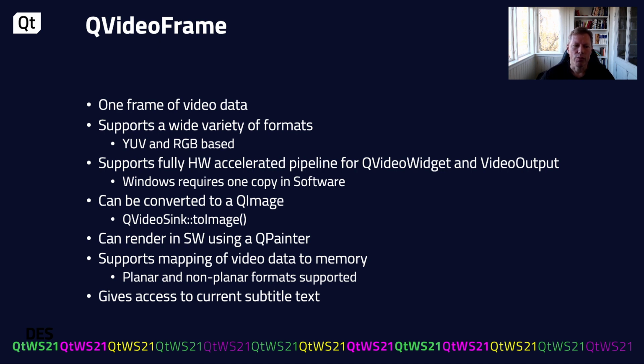Any QVideoFrame can also be converted to a QImage using the toImage method. So you can handle that image, use it yourself, and use it for your own purposes. You can also always render a QVideoFrame in software using a QPainter to any surface or any object you like. On the hardware side, we support mapping of video data to memory, so you can map the raw video data, and we support both planar and non-planar formats. Finally, the video frame also gives you access to the current subtitle text, so you can use that information to render some subtitles somewhere.